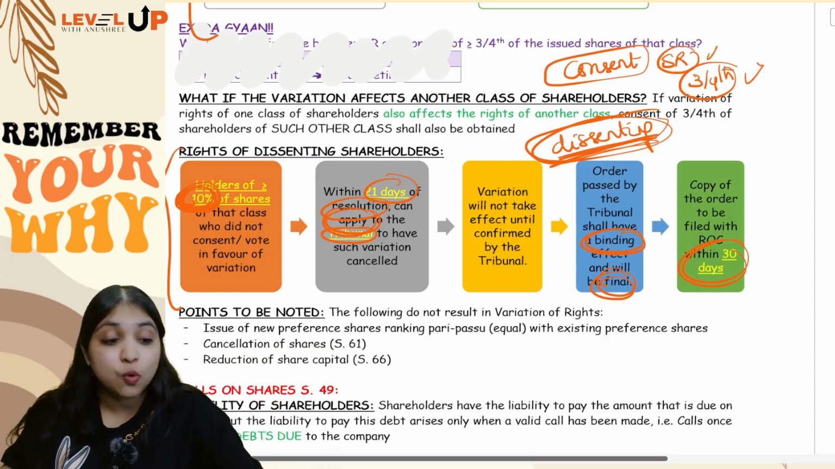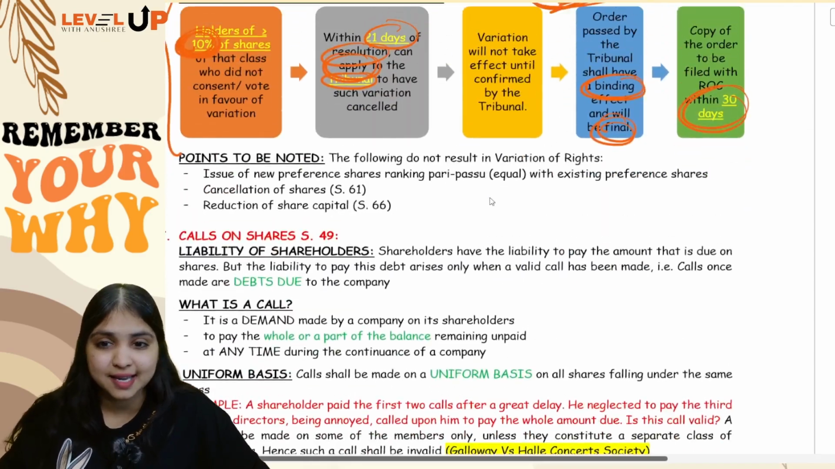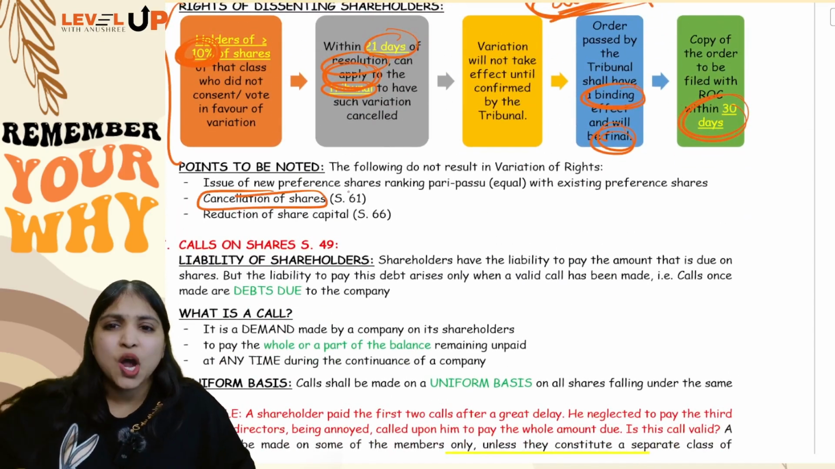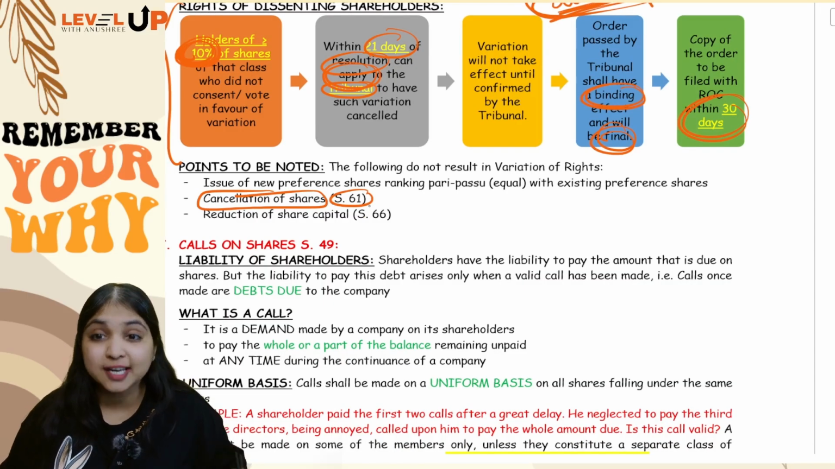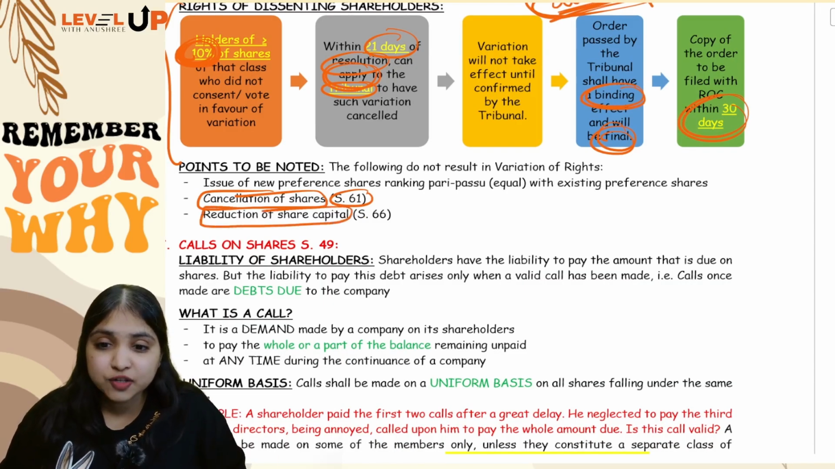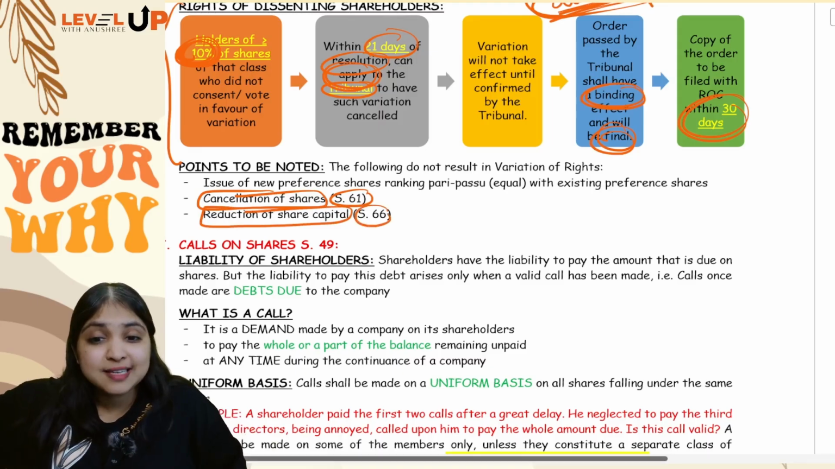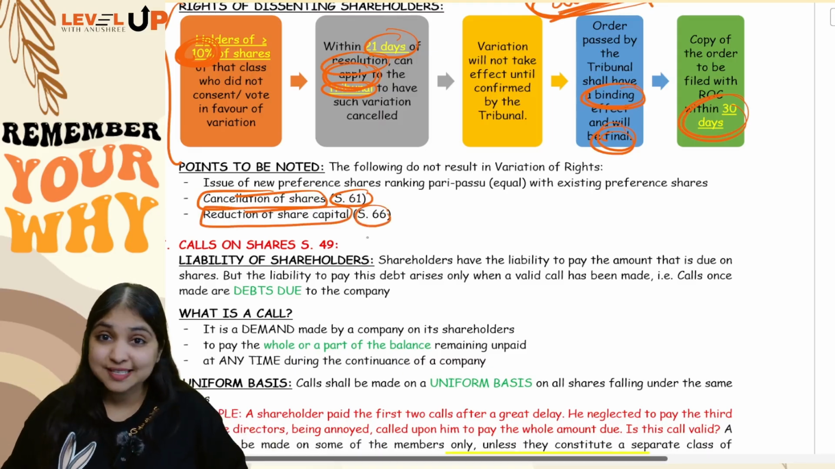Then we learned that this whole section 48 will not apply in three cases. If it is cancellation of shares, we have a separate section altogether, section 61. Apply that, don't apply section 48. Similarly, if it's a case of reduction of share capital, we have a separate section for that, section 66. Apply that, don't apply section 48.